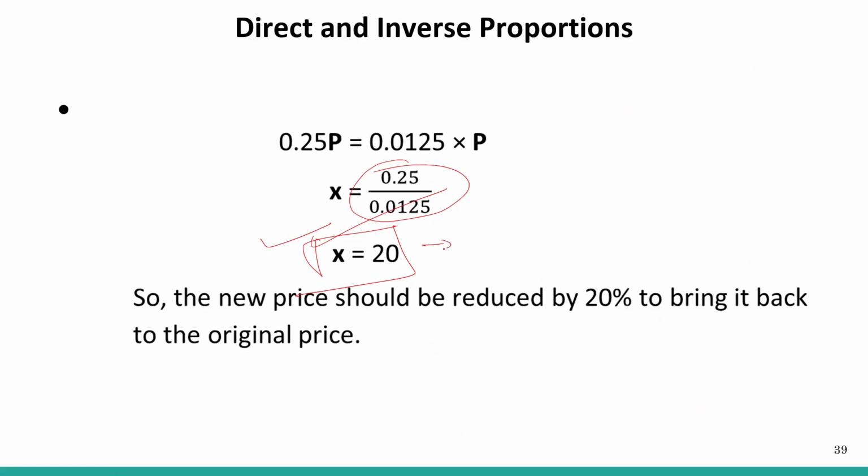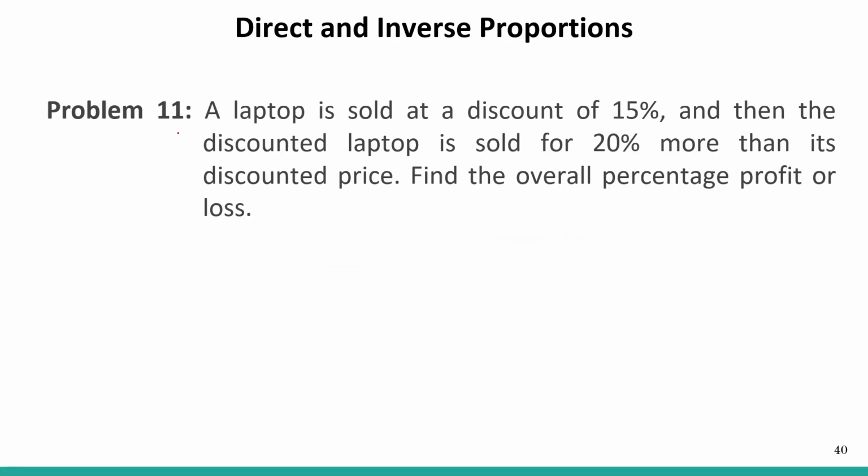Okay. So here also you can see, this is the correct answer. So the new price should be reduced by 20% to bring it back to the original price after the hike. Okay, the hike was 25%, but the reduction was 20%. Why? Because we considered the new price, that is the 25% hike price, as the base price, after which there should be a reduction. So the reduction must be 20%. So let's go forward to the next question.